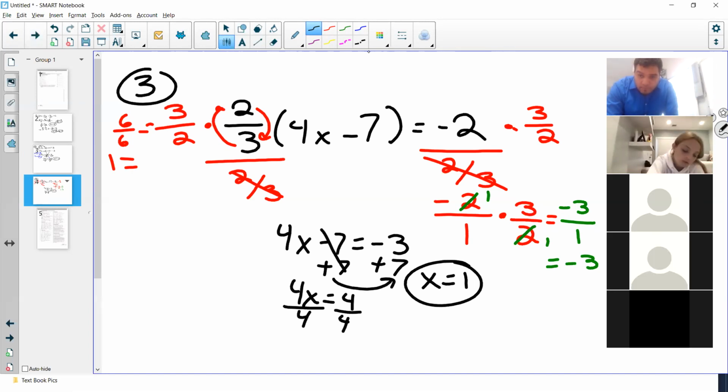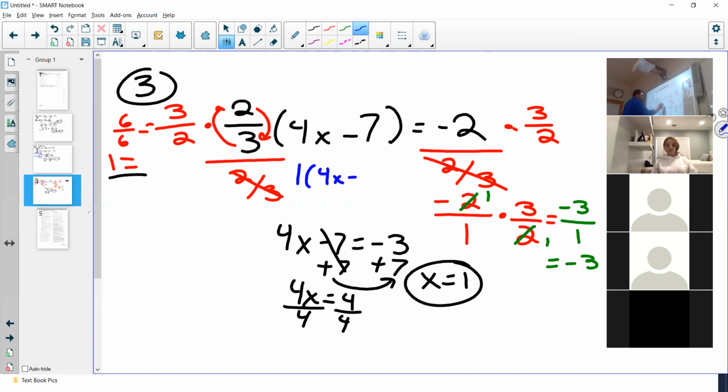Wait. So what happened with the 6/6? I'm so confused. Oh, so the 6/6 over here is 1. It reduces down to 1 because 6/6 is the same number on top and bottom. But why'd you get 6/6? So first off, why is it good to change it to 1? Well, when I multiply something by 1, it doesn't change. So it's the same thing. I'll do it in blue in the middle. 1 times 4x minus 7. If I were to distribute that, that's exactly the same thing. So I could just write it as 4x minus 7.